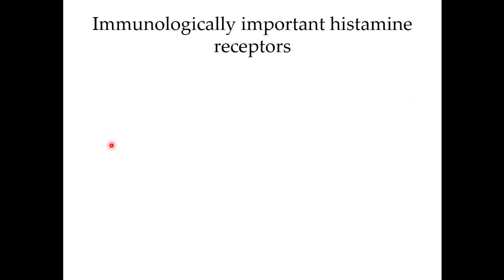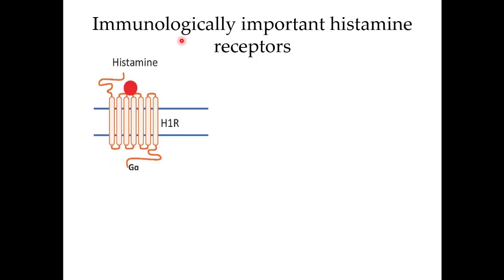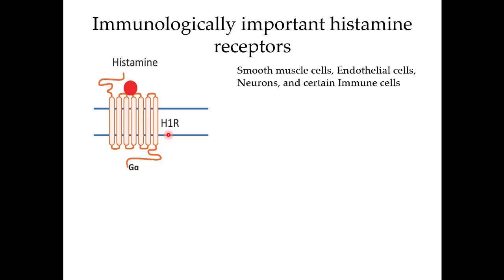If you look immunologically, there are two histamine receptors which are important. The first one is the histamine 1 receptor, and the histamine 1 receptor is present on the smooth muscle cells, on the endothelial cells, the neurons, and certain immune cells. Now, when histamine binds to this particular receptor and the receptor gets activated, it is responsible for a variety of immunological functions.